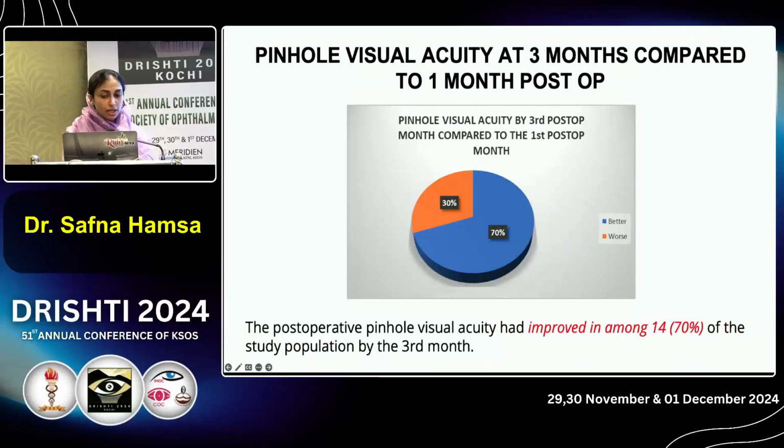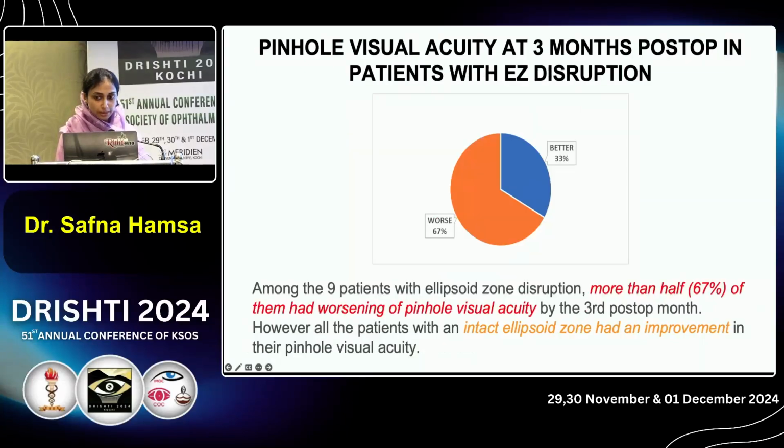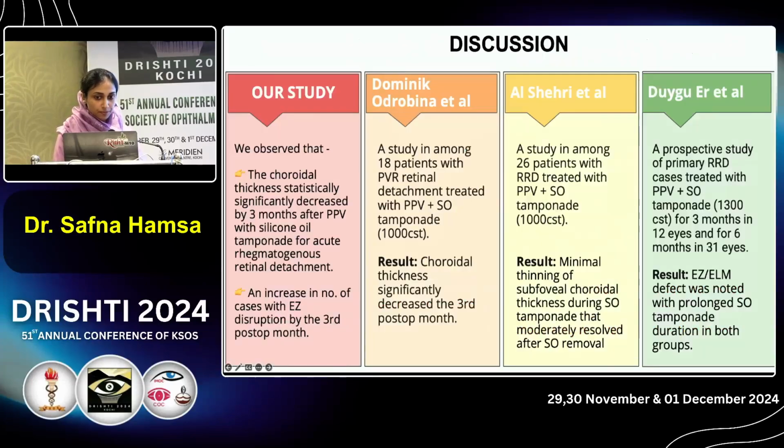The pinhole visual acuity had improved in 14 of the study population, that is 70%, by the third post-op month when compared to the first post-op month. This pie diagram shows that among 9 patients with ellipsoid zone disruption, around 67% of them had a worsening of the pinhole visual acuity by the 3rd post-op month. Here, I would also like to point out that all the patients with an intact ellipsoid zone had an improvement in their pinhole visual acuity.